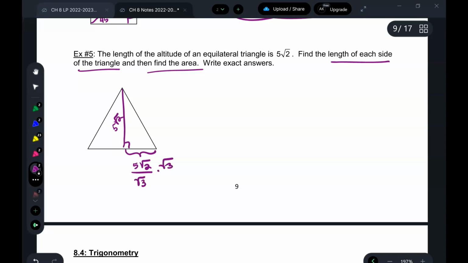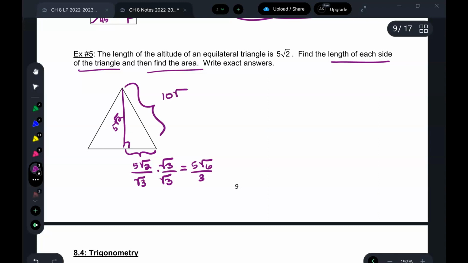And then you've got to multiply by root 3 over root 3. I did the opposite of what you did. Okay. I do it a whole different way than you, but I get the same answer. So where did the 10 come from? Oh, sorry, that should be a 5. I was jumping ahead to the 5 root 6 over 3. And then what's the length of each side?